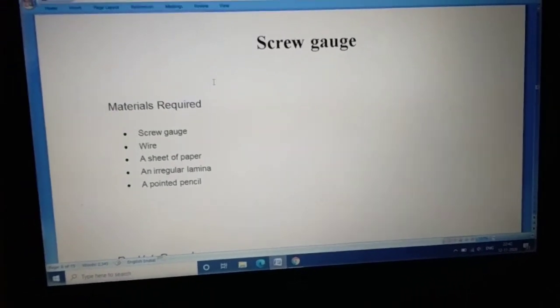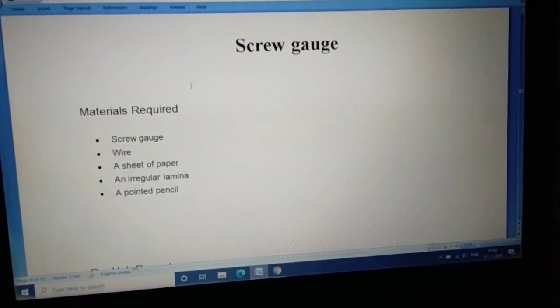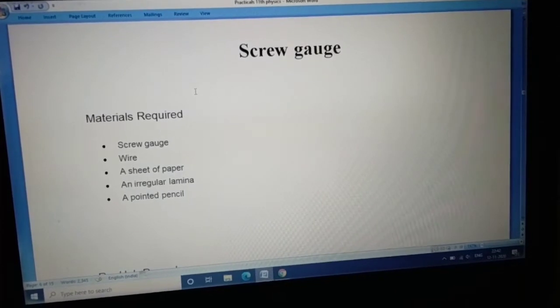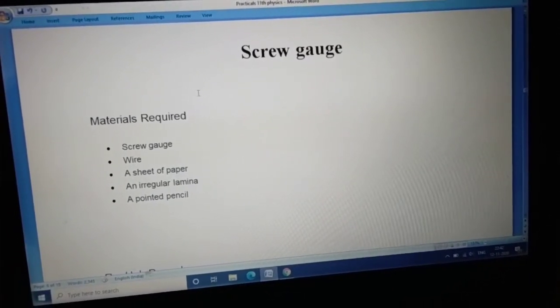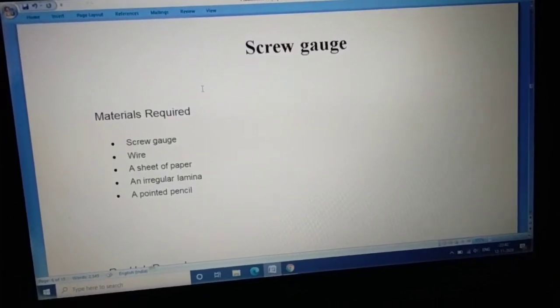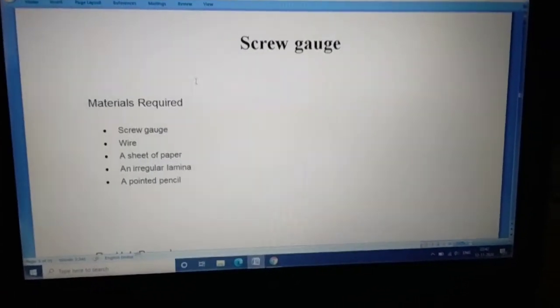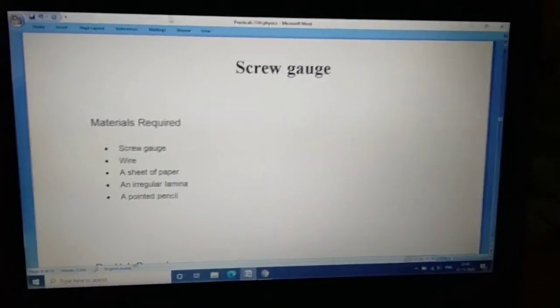Today we are going to study the screw gauge. So what is the meaning of this screw gauge? If you want to find out the thickness of a glass plate, the diameter of a wire, or the diameter of lead shots, we use a device termed a screw gauge.